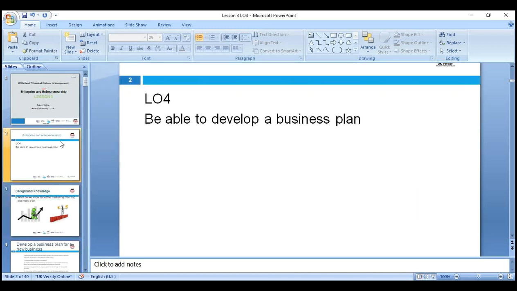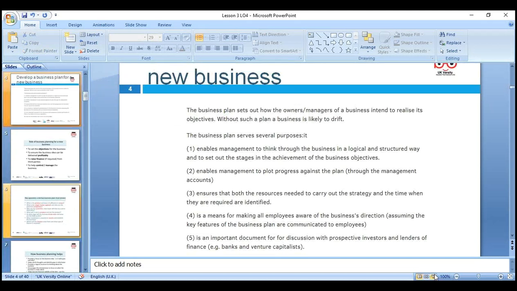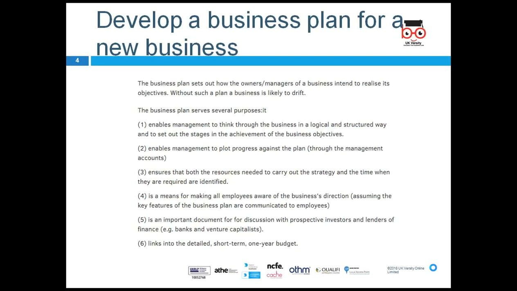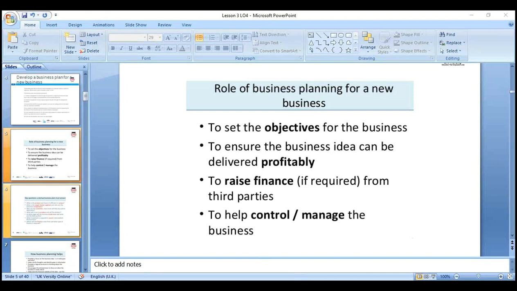Okay, good. So be able to develop a business plan: that's our learning outcome. I divide the discussion according to your assessment criteria, 4.1, 4.2 and 4.3. We have three assessment criteria. Develop a business plan for a new business. If you want to develop your own business plan, I'll send you templates as well, which we can fill in.